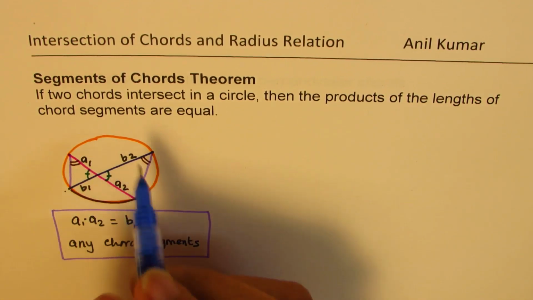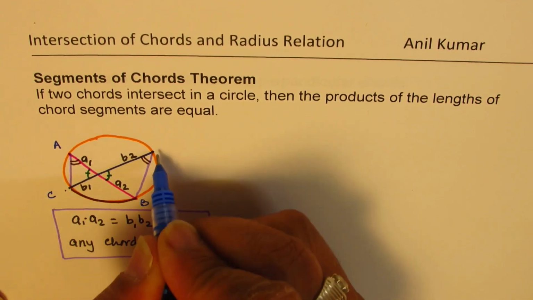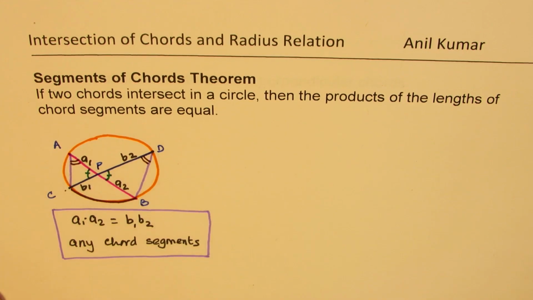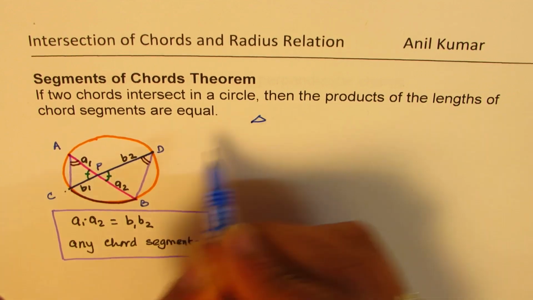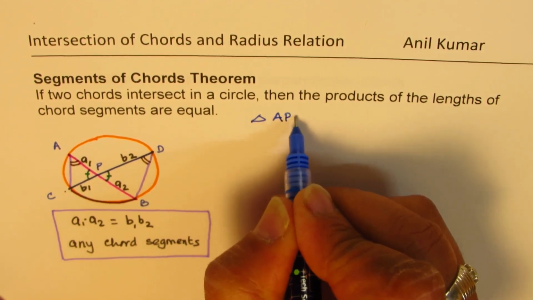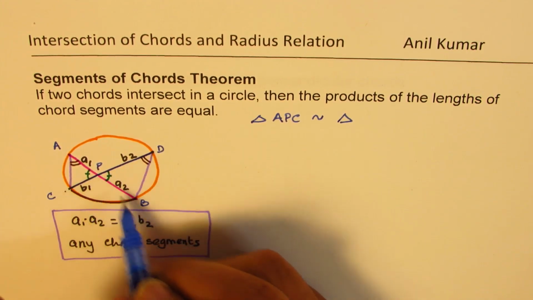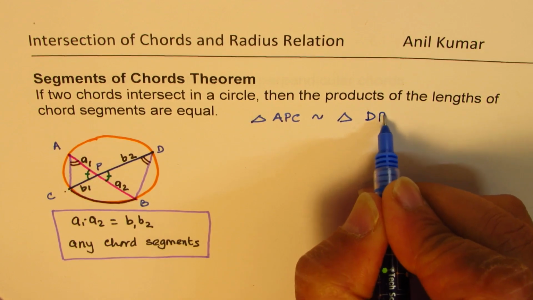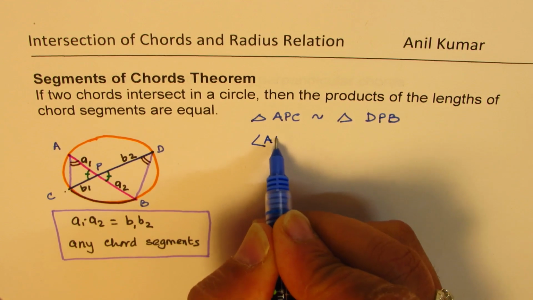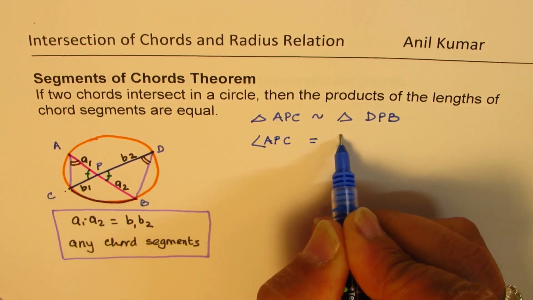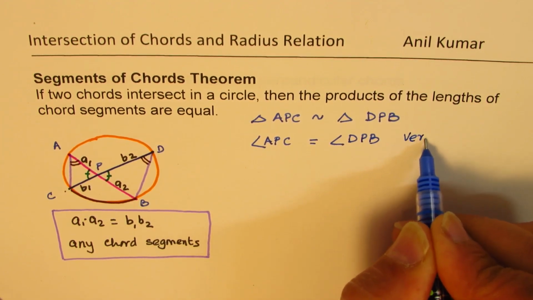Let's name them. Let's say we use A, B, C, D as we did earlier. Let's call this point P. Now what we see here is that triangle APC is similar to triangle DPB. The reason being that angle APC is equal to angle DPB. This is the first thing. This is a vertically opposite angle, right?